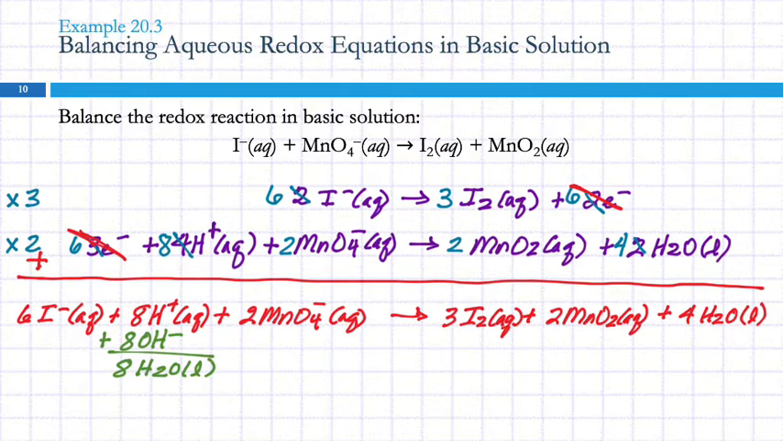But I spent some time balancing this. I don't want to screw it up. If I add 8 hydroxides to that side, I need to add 8 hydroxides to the other side also. Plus 8 OH minus. So these guys together become 8 water molecules.